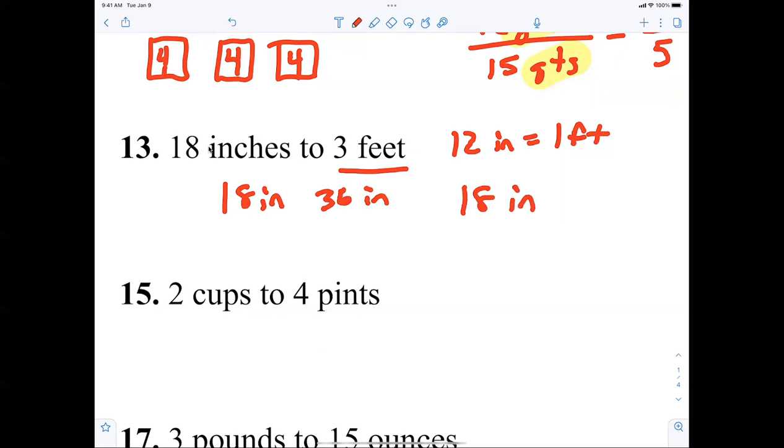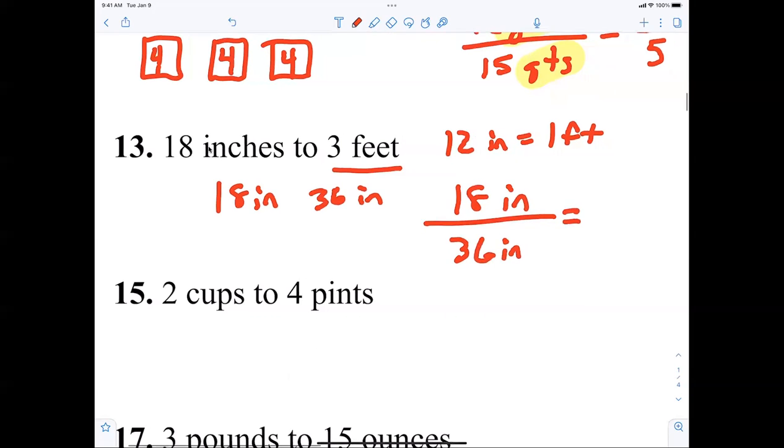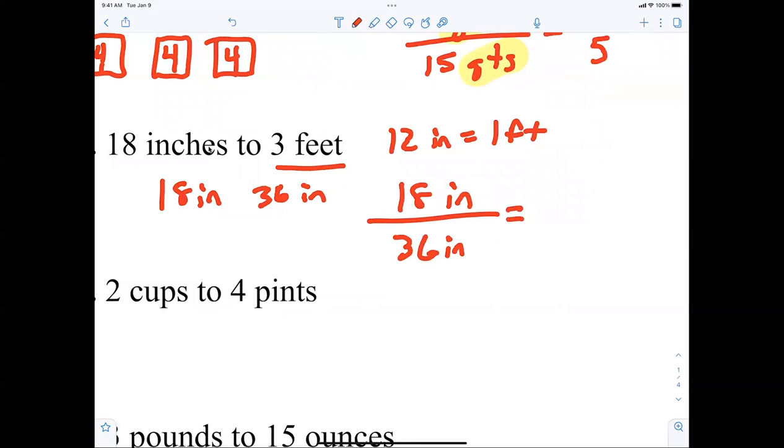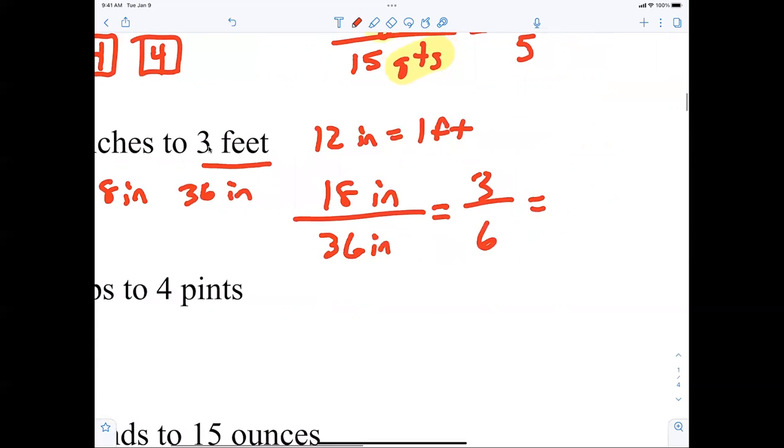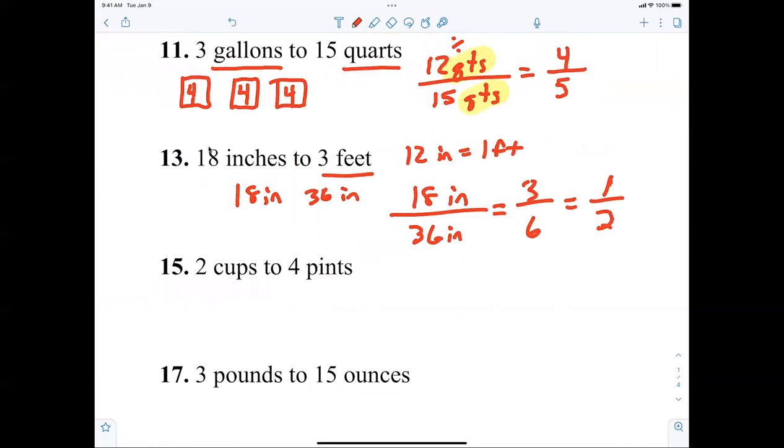So now everybody just does 18 over 36. What does that reduce to? The first one is 3, and the second one is 6. So now 3/6 reduces to what? Yes. So the ratio is 1 to 2. That's all we're doing.